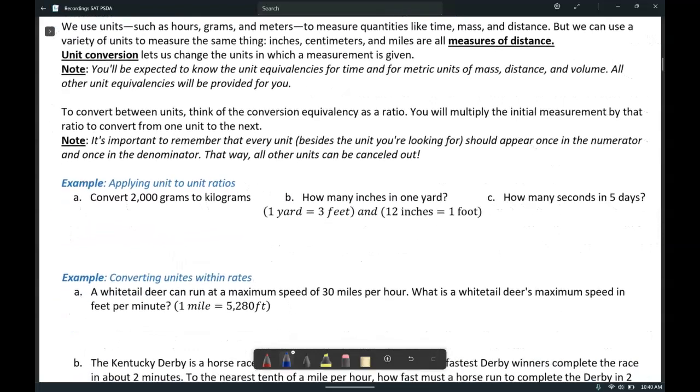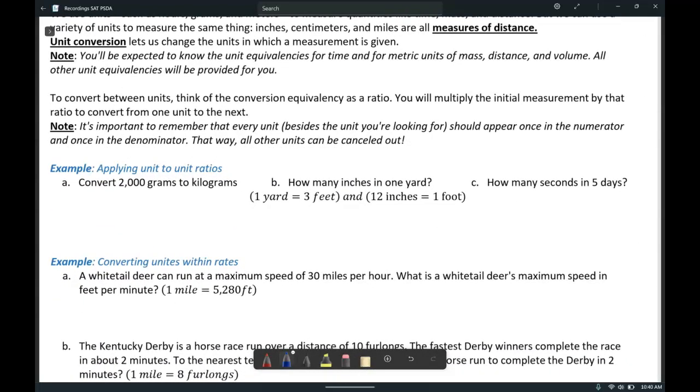So to convert between the units, think of the conversion equivalency as a ratio, and we can multiply the initial measurement by that ratio to convert from one to the next. If you've ever taken chemistry, often stoichiometry or dimensional analysis is unit conversion, and so we can use a very similar model, which makes it much, much easier to quickly convert, especially if we have to convert multiple units within one ratio. It's important to remember that every unit besides the one you're looking for should only appear once in the numerator and once in the denominator. That way all other units can be canceled out.